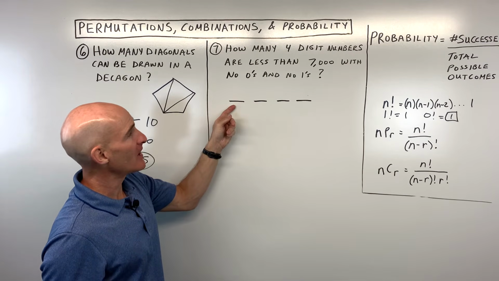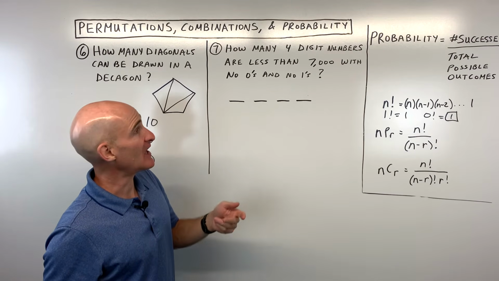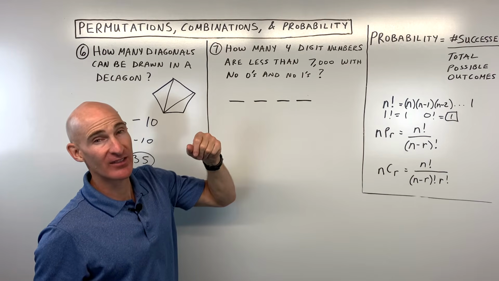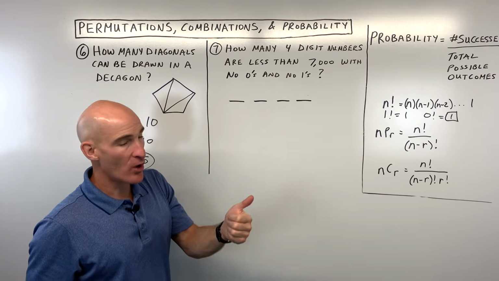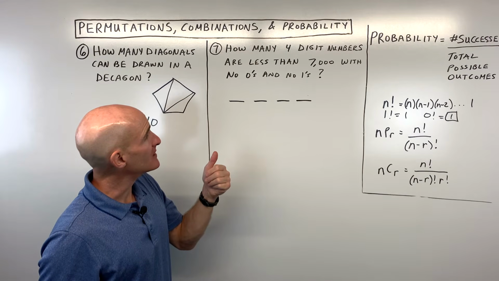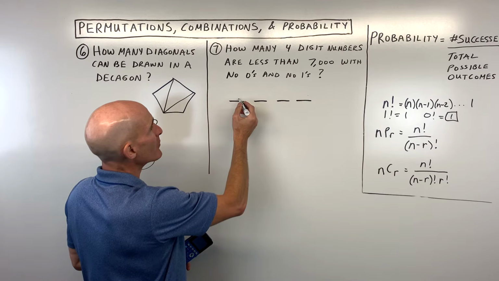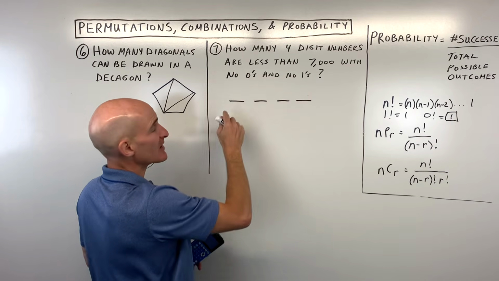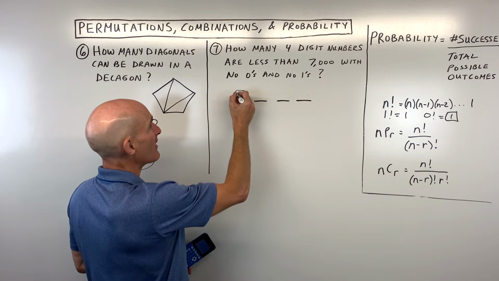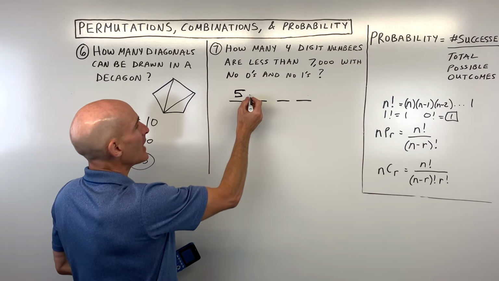Can't be 0. Can't be 8 or 9, because then that would be like 8,000, 9,000. Can't even be 7, because we want it to be less than 7,000. So basically that leaves us with 1, 2, 3, 4, 5, or 6. So there's basically 6 choices for this number, but we don't want any zeros and ones, so 1 is out. So that means there's only 5 possibilities for this first digit.